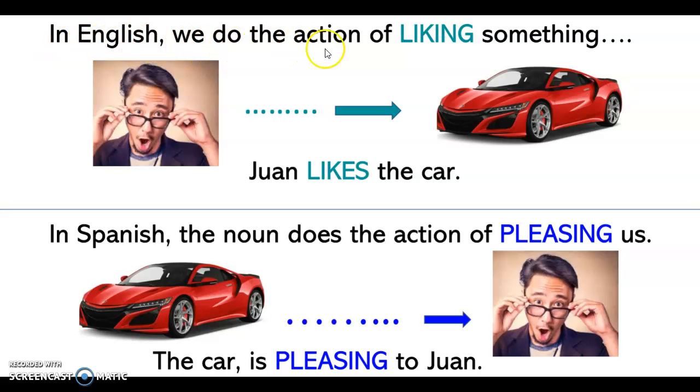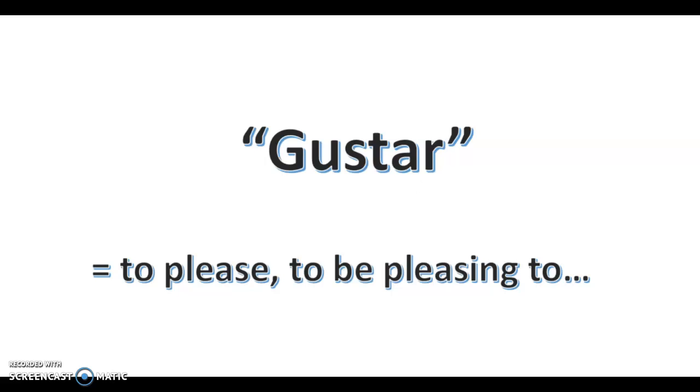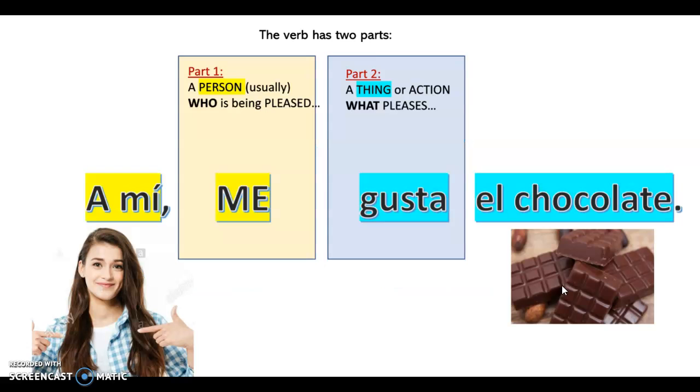In English, we do the action of liking something. So for example, Juan likes the car. Juan is doing the action. But in Spanish, the noun does the action of pleasing us. So we would say in this instance, the car is pleasing to Juan. It's backwards. The verb gustar doesn't mean to like. It means to please or to be pleasing to.